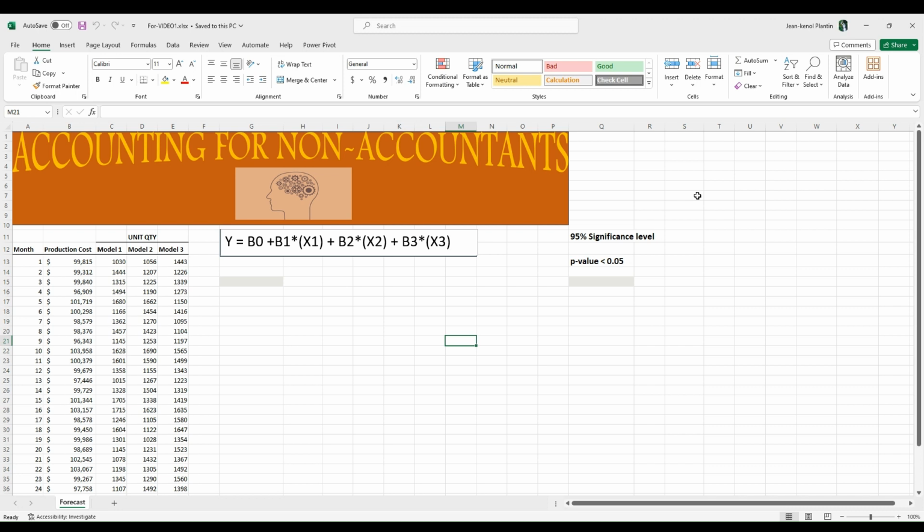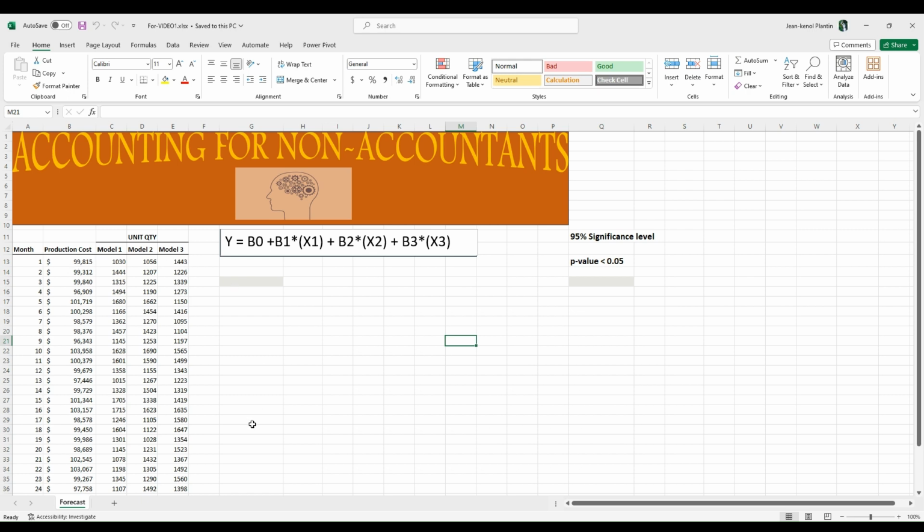Today, we're going to talk about how to perform regression analysis in Excel and how to perform predictive analysis also. The data that we have is from a company that is manufacturing three different products, and we call them Model 1, Model 2, and Model 3 in different quantities. And this column is the cost of production, and the data that we have is for 2 years, 24 months. And each line of data is the cost of production for 1 month.